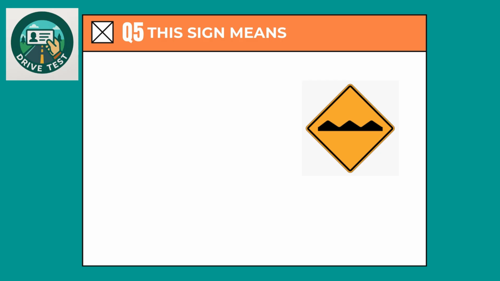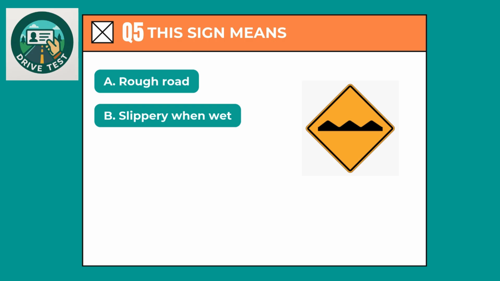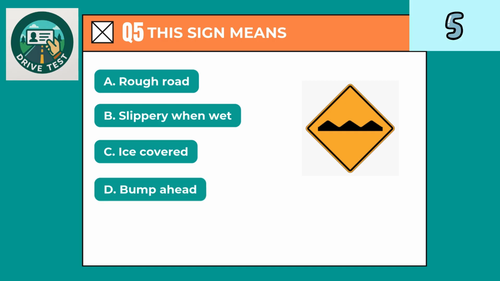Question 5. This sign means: A. Rough road. B. Slippery when wet. C. Ice covered. D. Bump ahead. The correct answer is D. Bump ahead. Slow down before the bump.